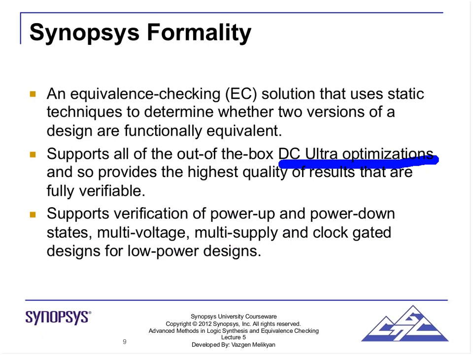It employs a few techniques that change the design in some manner and you might have problems when doing formal verification. First let us look at compare points, then I will give you examples of cases where some of the DC Ultra optimizations tend to cause problems, right. But there is a sort of communication channel between Design Compiler and Formality, using which Design Compiler can tell Formality, okay, I did this aggressive change. Now Formality knows that such a change has taken place, it will help you to make sure that it is functionally equivalent. It supports verification of power up and power down states.